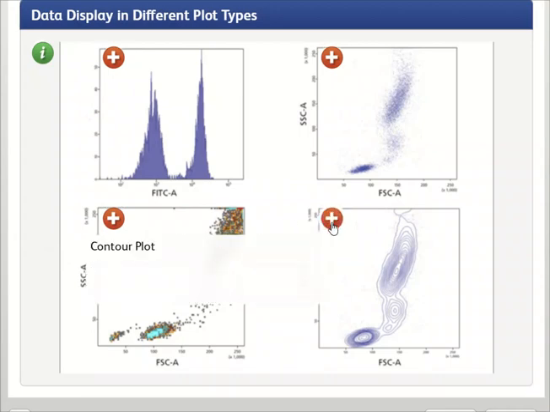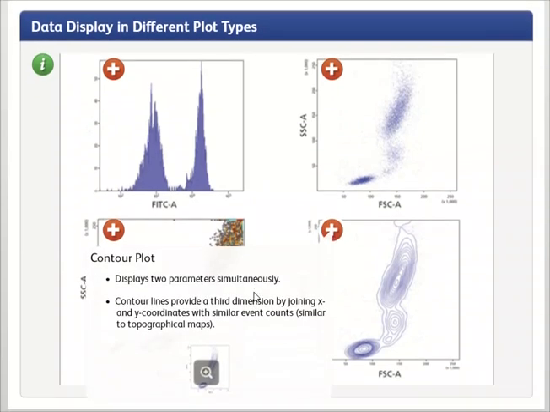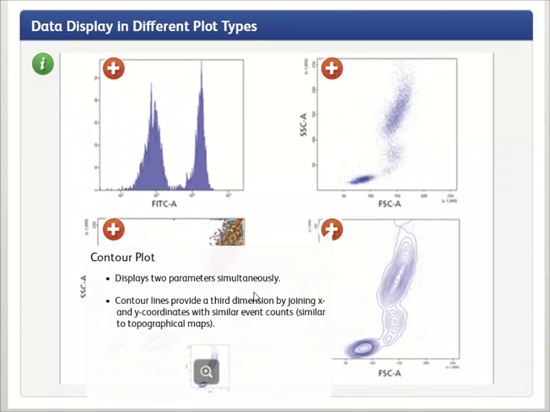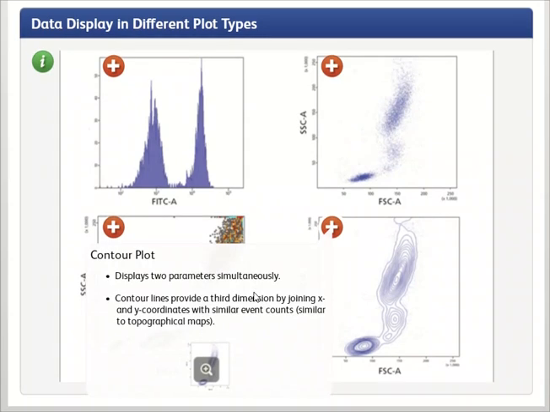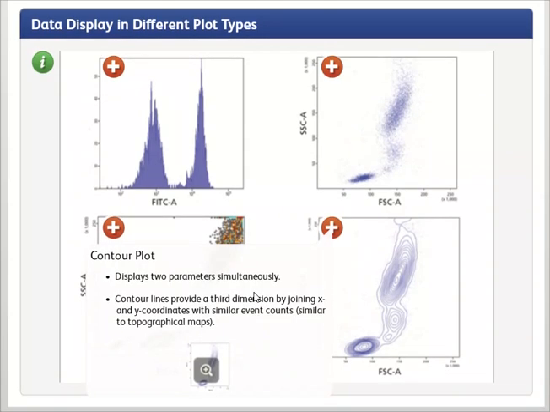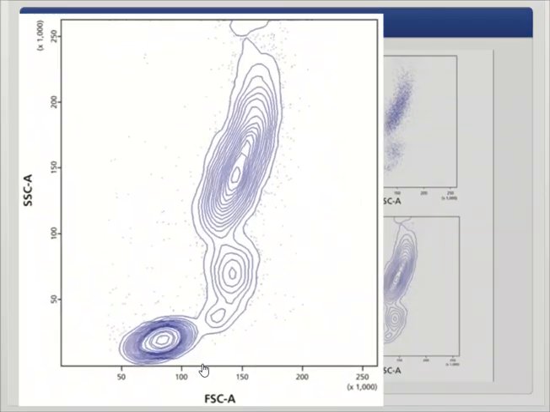Contour plots display two parameters simultaneously. Contour lines provide a third dimension by joining x and y axis coordinates with similar event counts, similar to topographic maps.